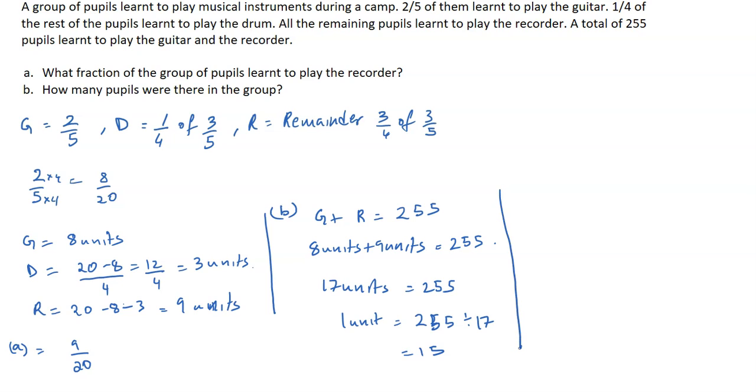And therefore what is the total number? The total number is 20 units. So 20 units is 20 times 15, that is 300. So our answer is 300. This is how we find this answer using the units method.